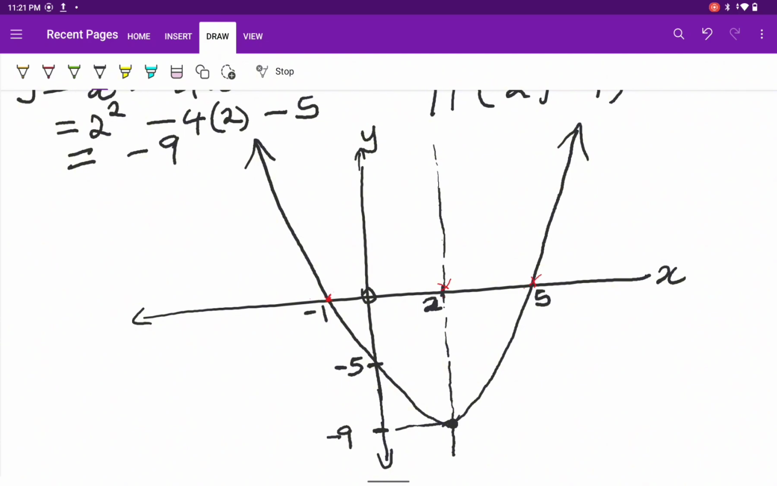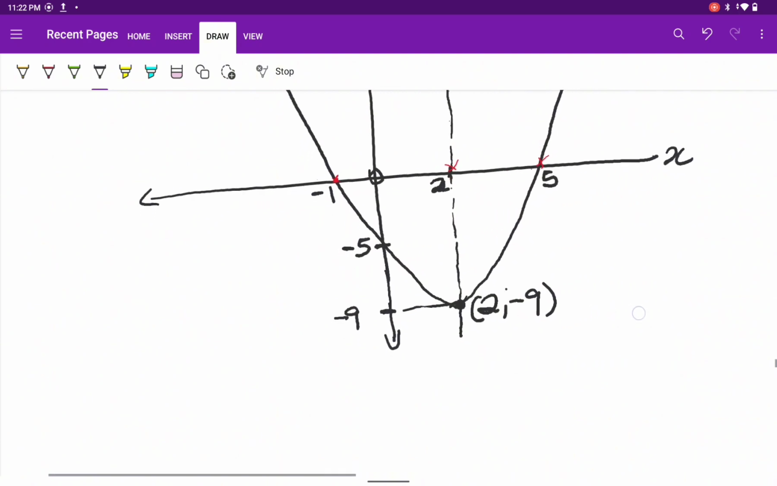Now, can we calculate the equation? So remember, this point here is 2 and negative 9. So that's where the graph is turning. Right, so let's see whether we can calculate the equation of a graph if the graph is drawn for us. So we have two conditions that we are going to look at.